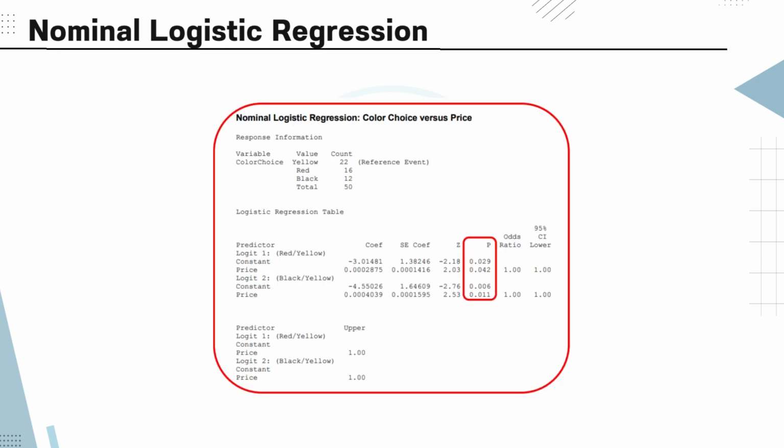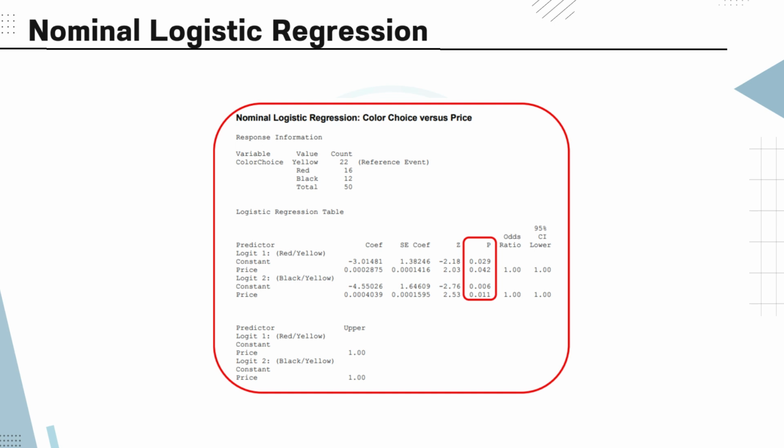Now, let's interpret the results of this nominal logistic regression output, where we're analyzing how price impacts color choice, with yellow as the reference category. Step 1. Look at the reference category. The model compares each other category of the response variable to the reference, which in this case is yellow. So we are analyzing Logit 1, red versus yellow, Logit 2, black versus yellow.